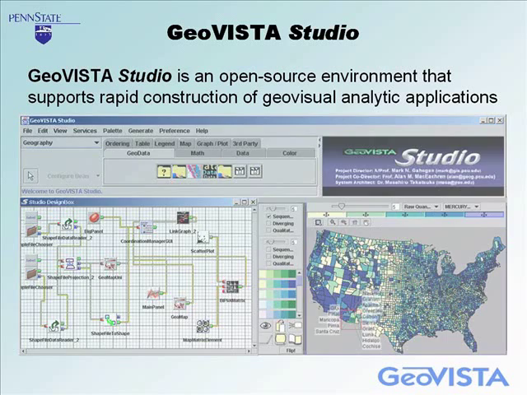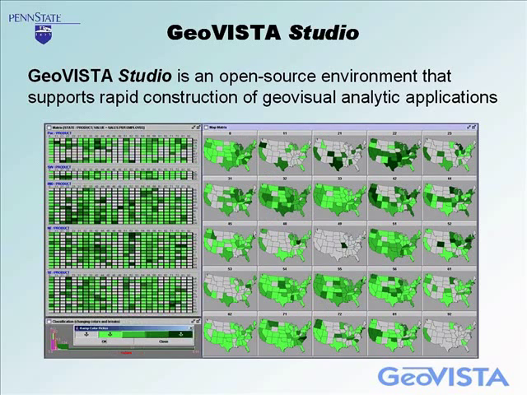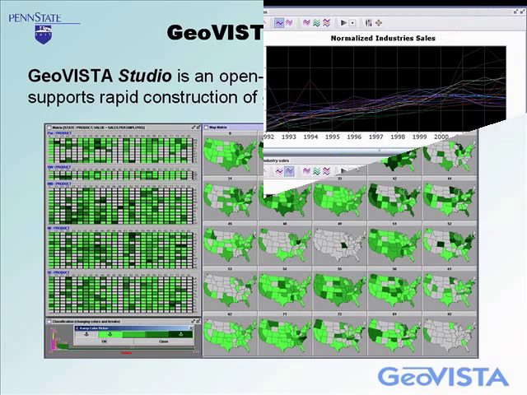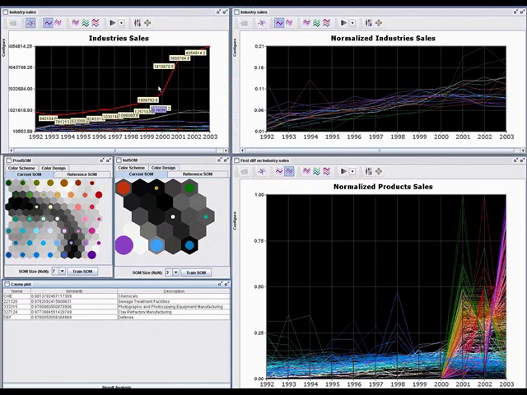In the following scenes, we illustrate use of our geovisual analytic methods to explore U.S. sales and employment data in 18 technology industries from 1992 through 2003. Our first example focuses on changing sales by 18 industries over 12 years. Normalized sales data are clustered using a self-organizing map, or SOM. Size of SOM nodes depicts number of observations per cluster.